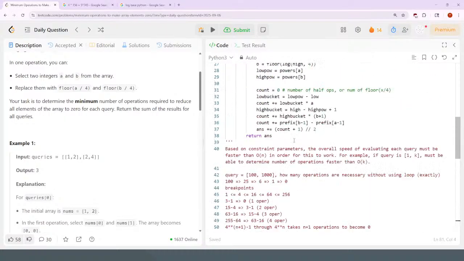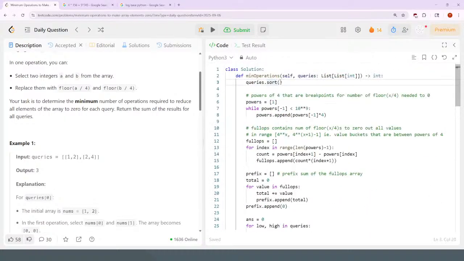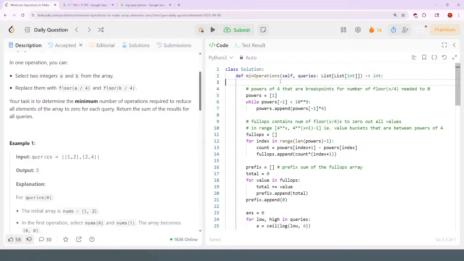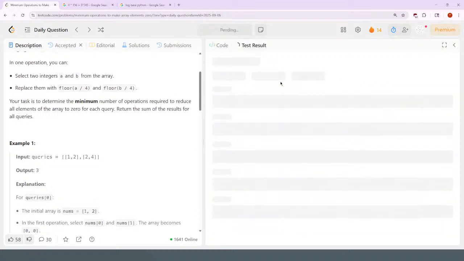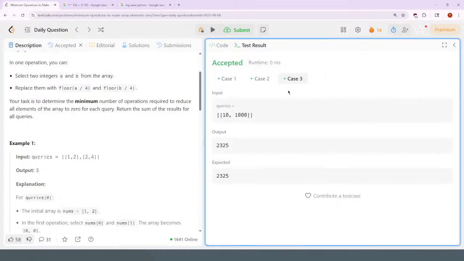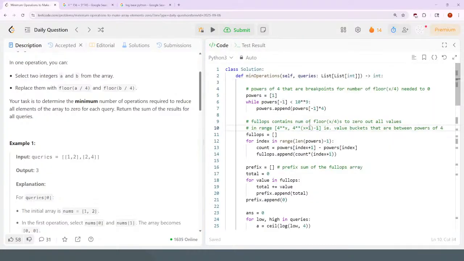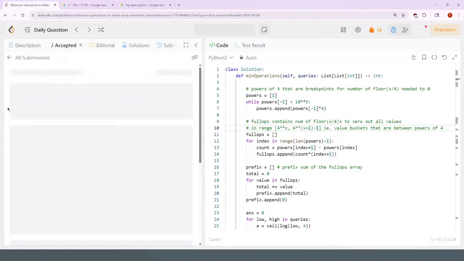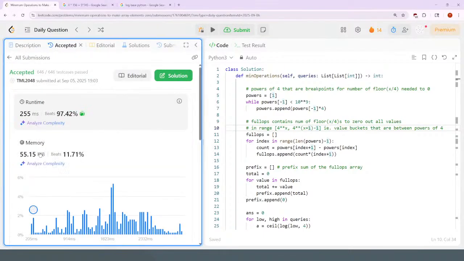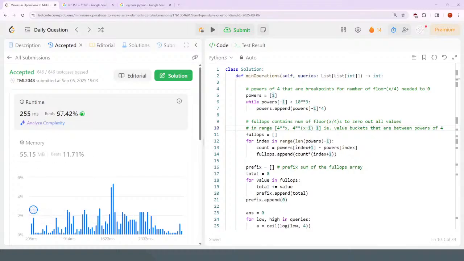Actually, let me go ahead and remove that sort, since that sort is definitely not necessary. And in the final analysis, yeah, the sort actually slowed it down by like a couple hundred milliseconds.